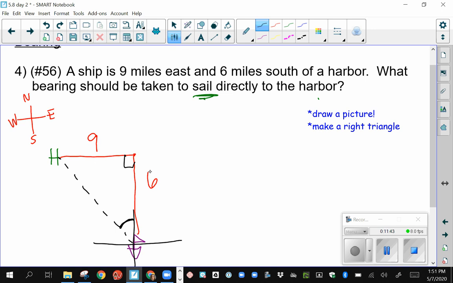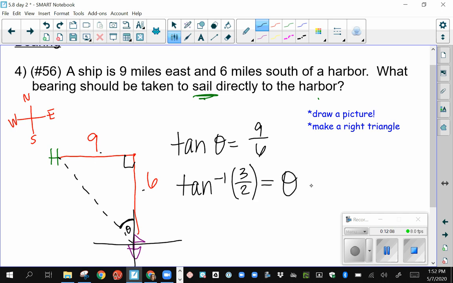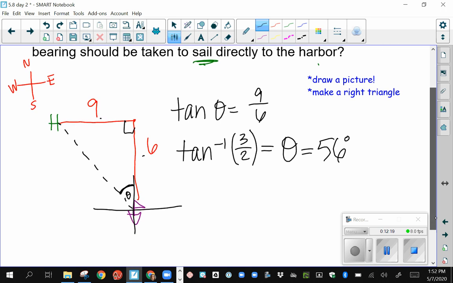Okay? So identify the appropriate trig ratio. In comparison to this angle that I'm looking for, I know things about the opposite and the adjacent, so we should use tangent. Tangent of angle, let's call it theta, is equal to opposite over adjacent. When we're solving for an angle, you're going to use inverse tangent of 9/6, or you could simplify that to 3/2. That will tell you theta. And when I did that in my calculator, I got 56 degrees. Go ahead and round to the whole number on the bearing questions.